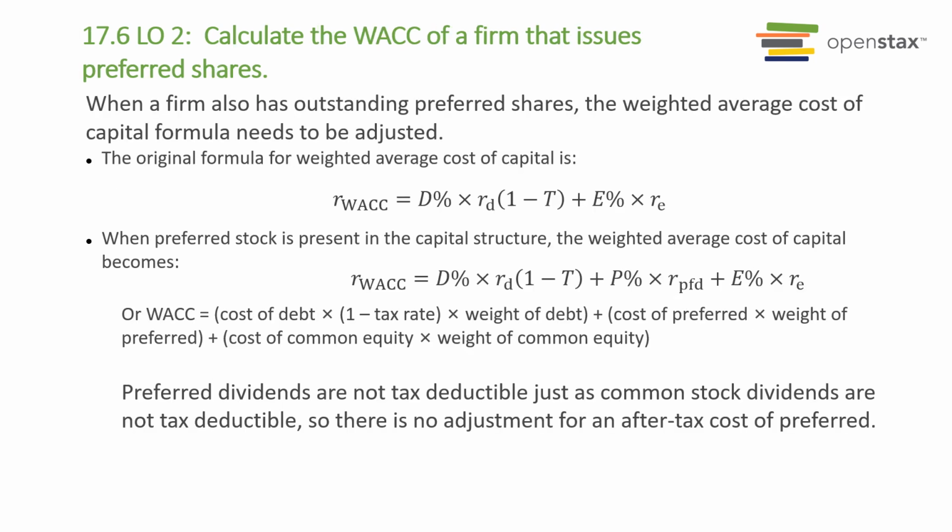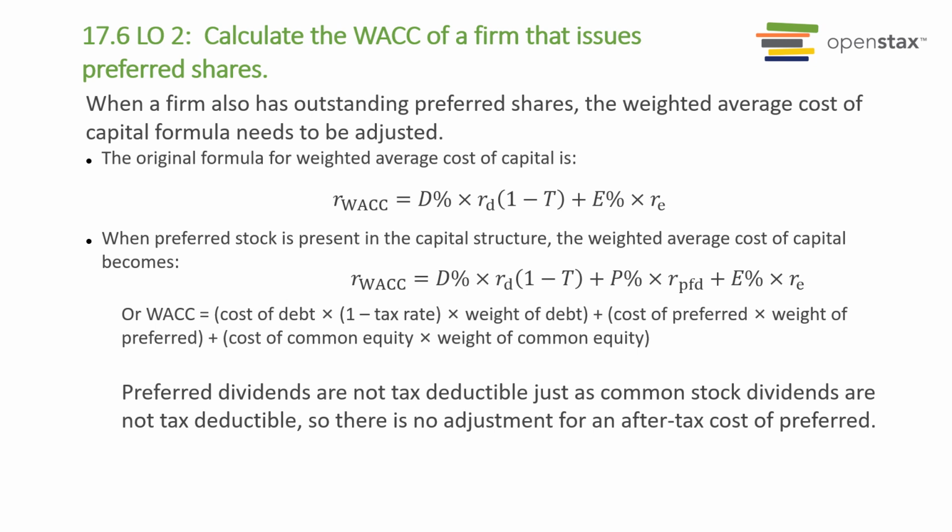When a firm also has outstanding preferred shares, the WACC formula needs to be adjusted. The original formula for WACC is WACC equals D% times RD times (1 minus T) plus E% times RE. When preferred stock is present in the capital structure, the WACC becomes D% times RD times (1 minus T) plus P% times RPFD plus E% times RE.